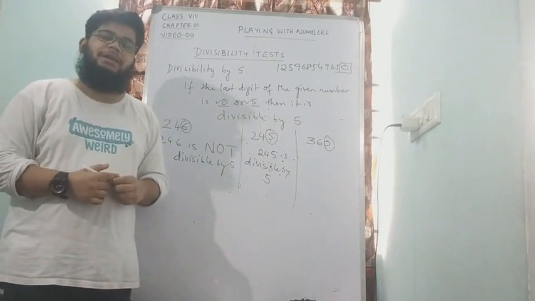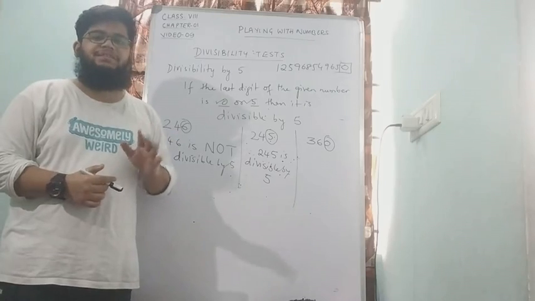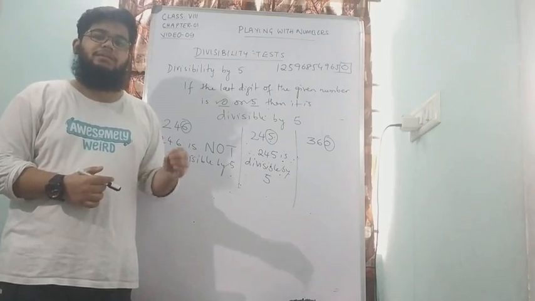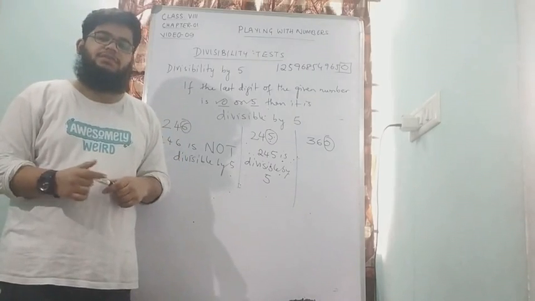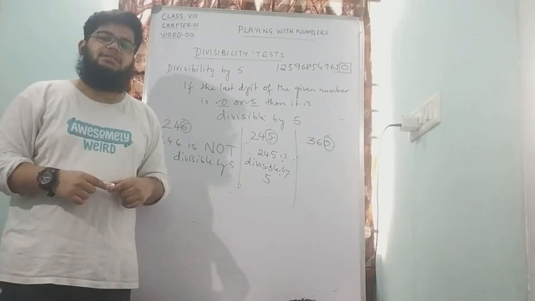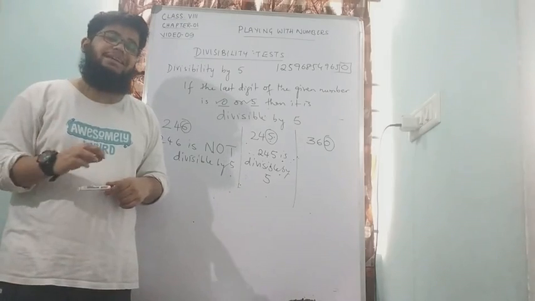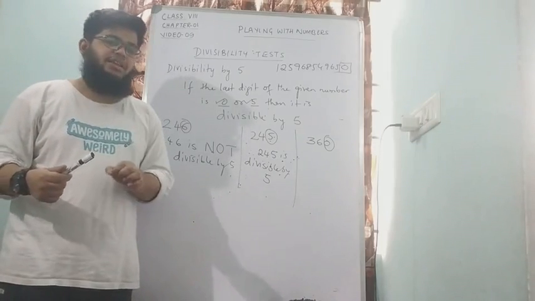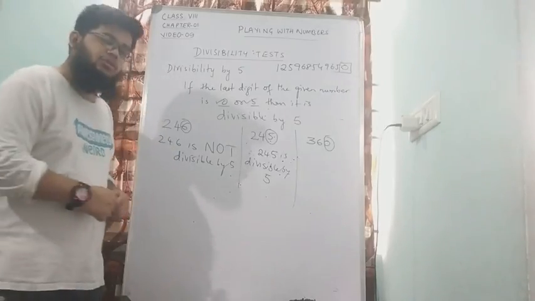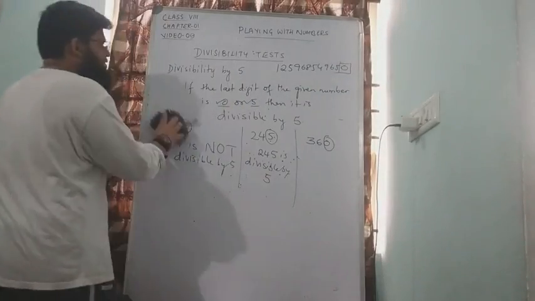Your homework will be to write down at least 5 examples to show that a number is divisible by 5 by taking the last digit as 0 or 5. Then show some examples where you prove that it is not divisible by 5. When you say not divisible, it means the last digit cannot be 0 or 5. Let us move on to the next rule or next divisibility test.